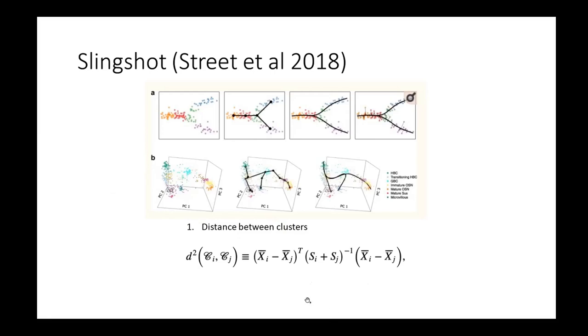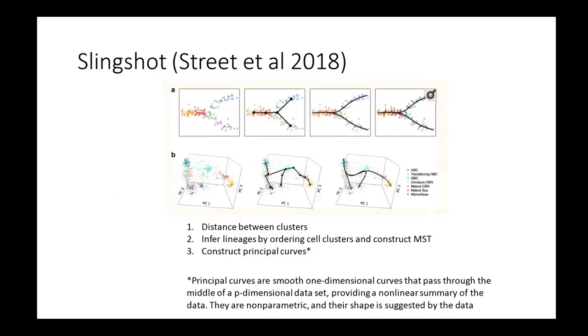So as I said, it actually generates a minimum spanning tree on this graph, and each of the points are actually clusters and not cells. So this is how slingshot works. And once it has generated this minimum spanning tree using that weight on the points and the distance, it will actually use a technique that was invented a few years ago, which is called principal curves.